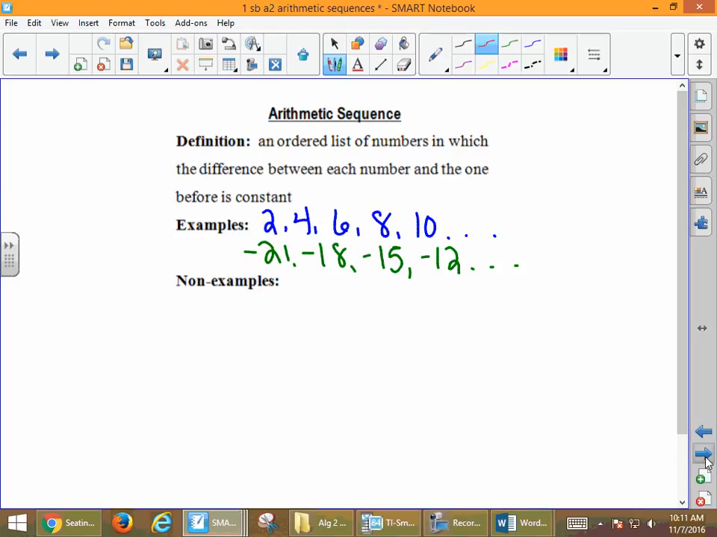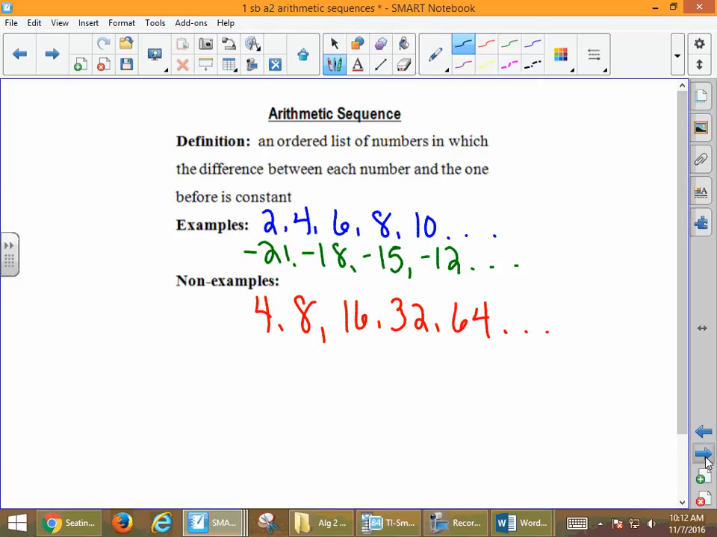A non-example here is something like 4, 8, 16, 32, 64. It is a sequence, but it has a different pattern to it. 4 times 2 is 8. 8 times 2 is 16. 16 times 2 is 32. 32 times 2 is 64. This is not an arithmetic sequence.